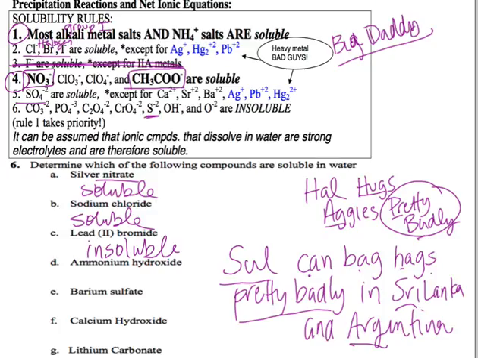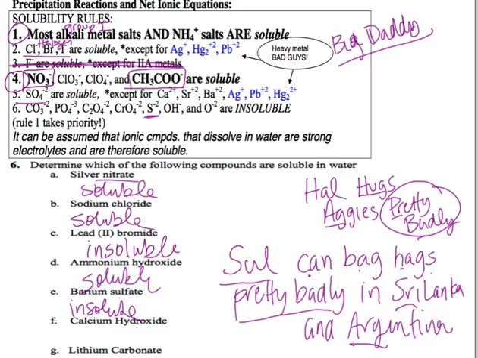Ammonium hydroxide. Soluble, why? Big daddy ammonium. Barium sulfate. Insoluble. Why, Matt? Barium is an exception to our sulfate rule. Sol, can, bag, hags, bag.